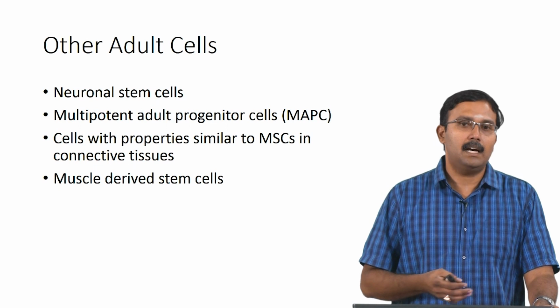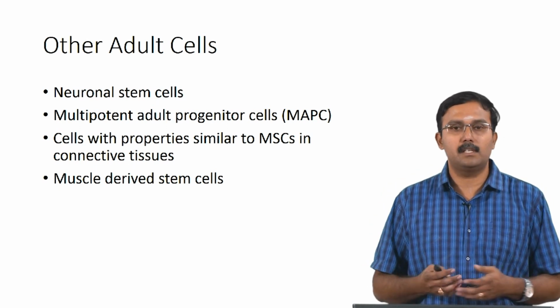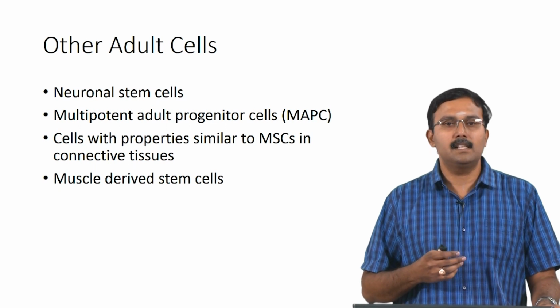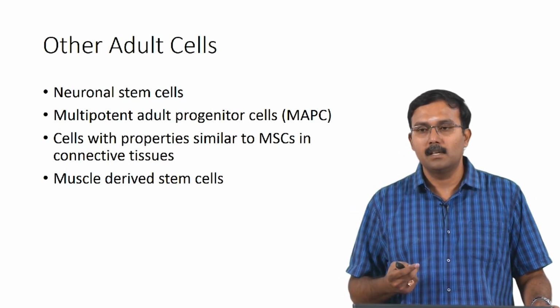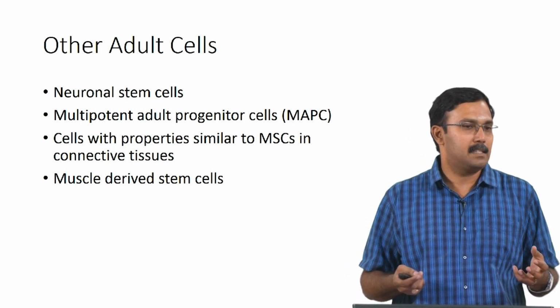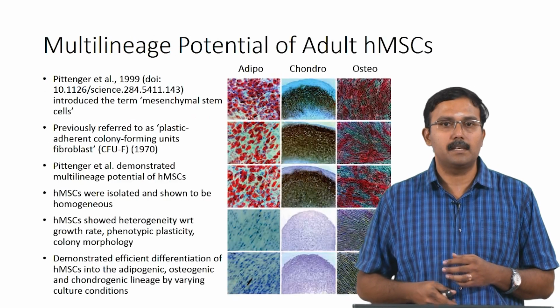Other stem cells are neuronal stem cells, multipotent adult progenitor cells, cells which are present in your connective tissues, and muscle derived stem cells. So, these are all the different adult stem cells which have been used for different tissue engineering applications.